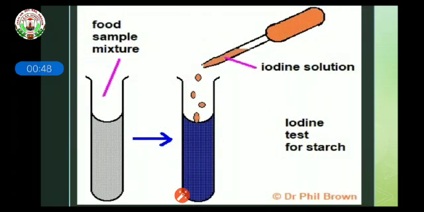You can see a food sample which we have taken, and then we put some iodine solution, and the blue or blackish color shows the presence of starch in that particular food. You can take any food sample, for example potatoes, rice. This food will show the presence of starch.